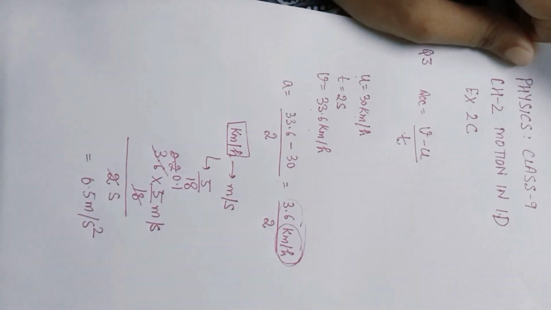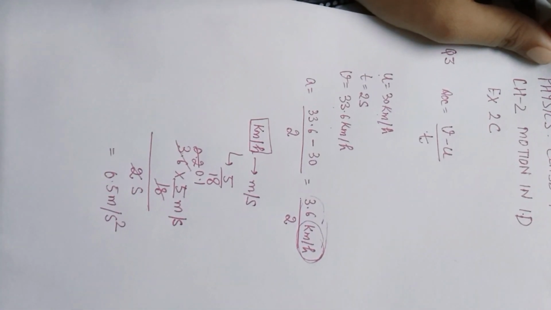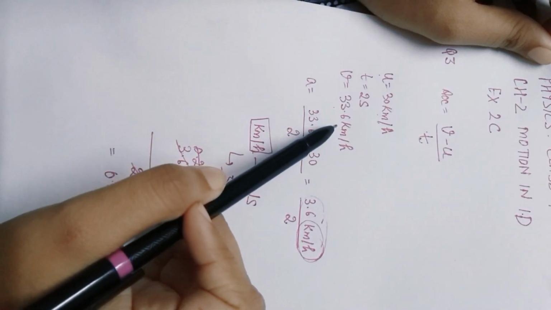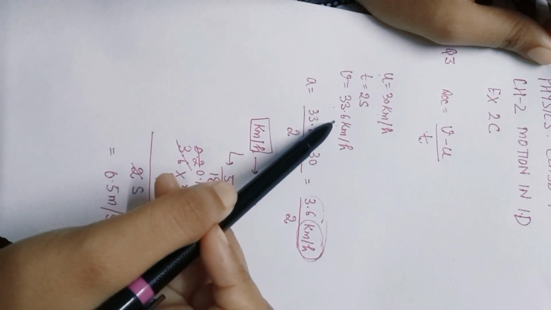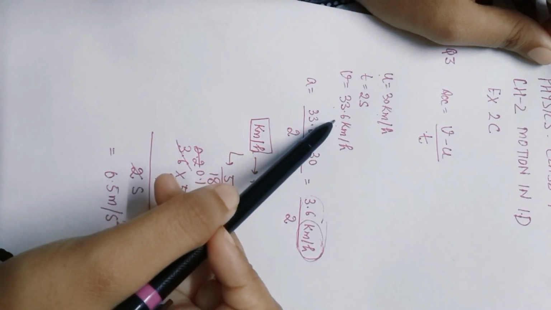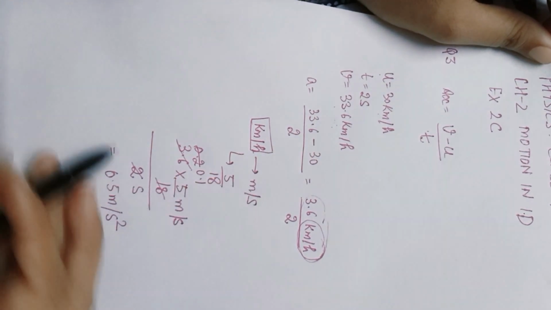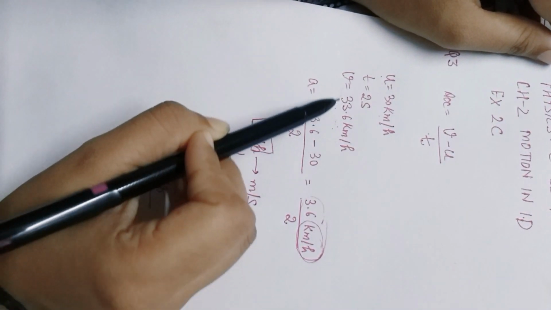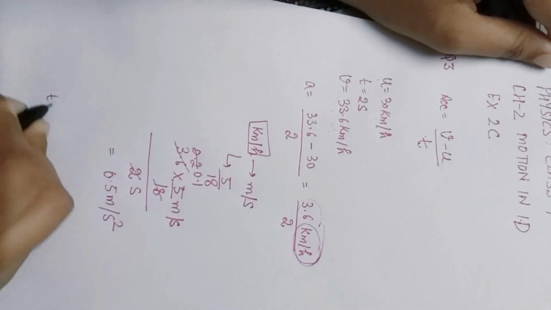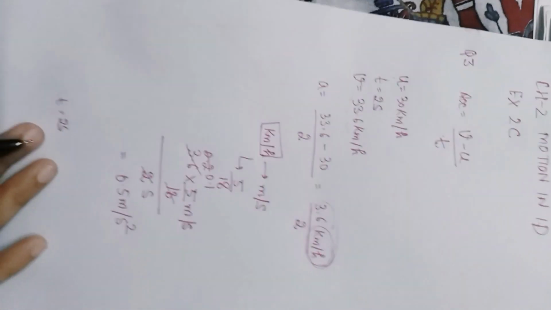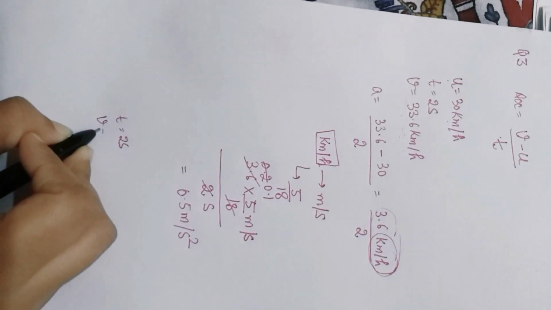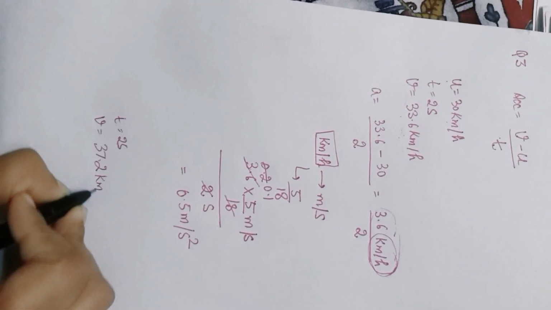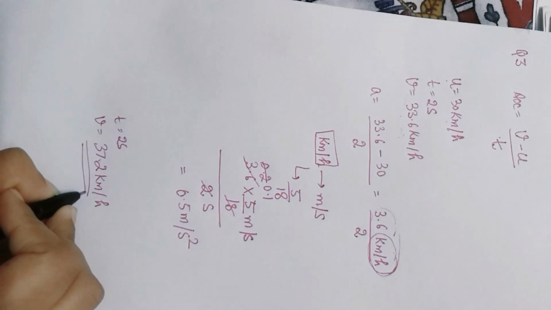This is the answer when your velocity was 30 km per hour and your final was 33.6 km per hour. They are saying further after 2 seconds the velocity becomes 37.2. So it means this will be the original velocity now, when after time 2 seconds your velocity has now changed to 37.2 km per hour. So for this velocity, what will be the original velocity?